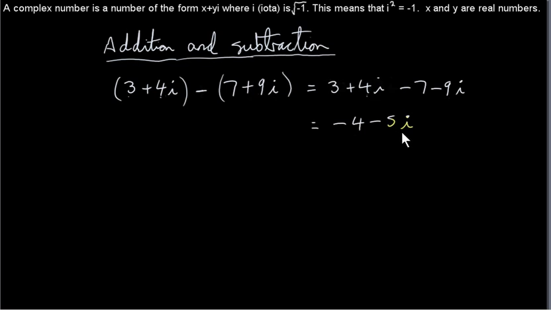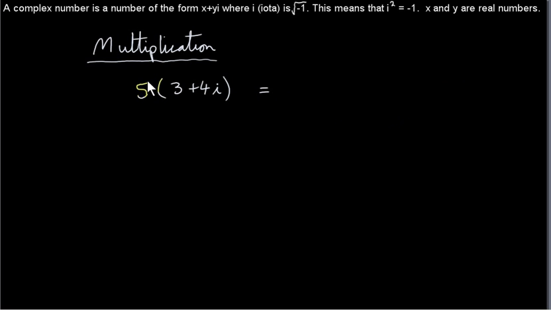minus 5i. Suppose we want to multiply the real number 5 by the complex number 3 plus 4i. Well, actually, I said 5 is a real number, but as I explained earlier, 5 is a complex number because 5 can be written as 5 plus 0i. It's a real number, but it's a subset of the complex numbers, so technically it's a complex number whose imaginary part is 0. Anyway, to do this multiplication, we just do it like in ordinary algebra.